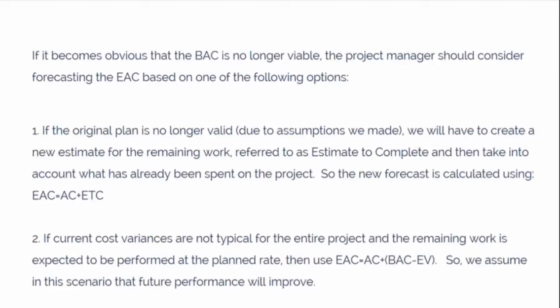Number 2, variances are atypical. In other words, EAC forecast for estimate to complete work performed at the budgeted rate. If current cost variances are not typical for the entire project and the remaining work is expected to be performed at the planned rate, then use EAC equals AC plus BAC minus EV. So we assume in this scenario that future performance will improve.